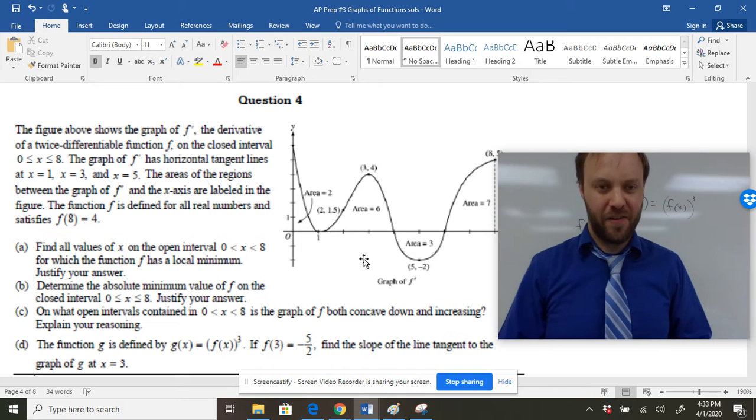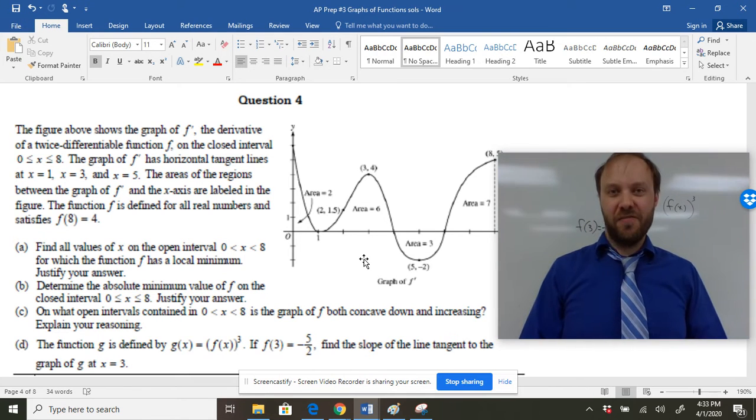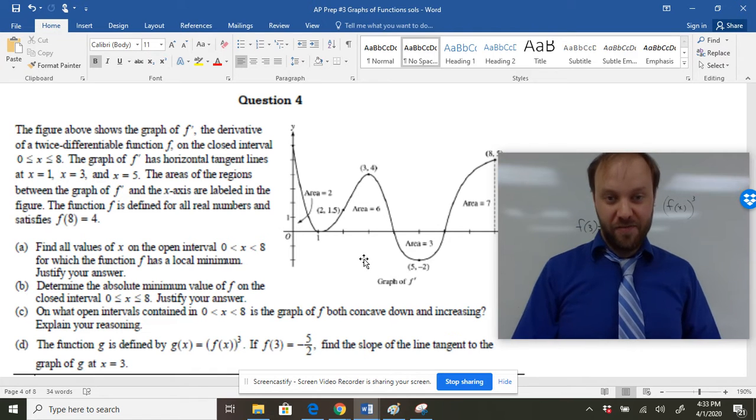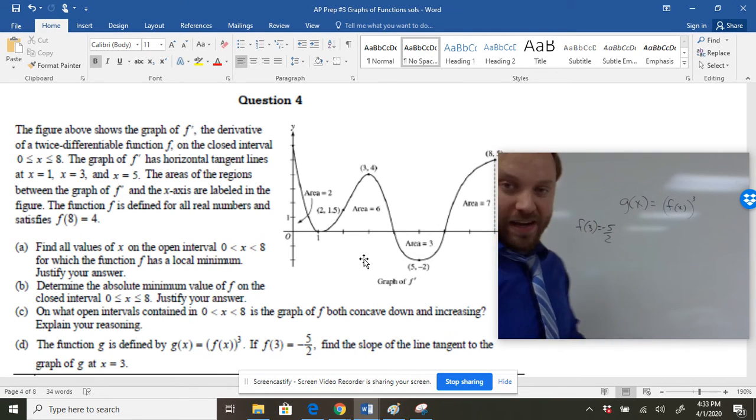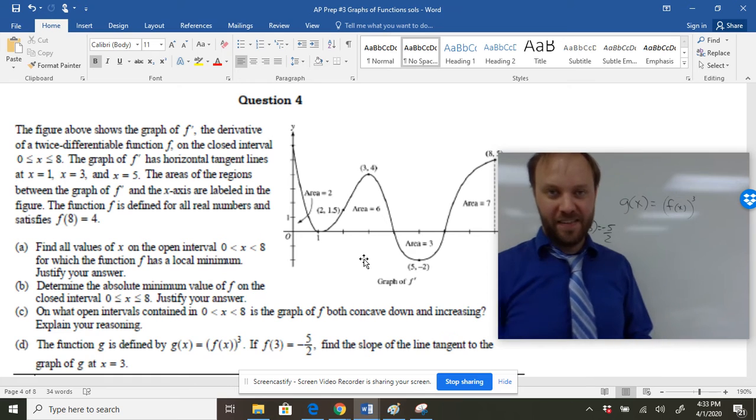Don't worry about any of that, okay? They're just giving us a new function defined on that. We'll be able to handle it, okay? They tell us that f of 3 is -5 halves. I have no idea why they told me that, but I'll write it down. If I need it later, I'll use it.